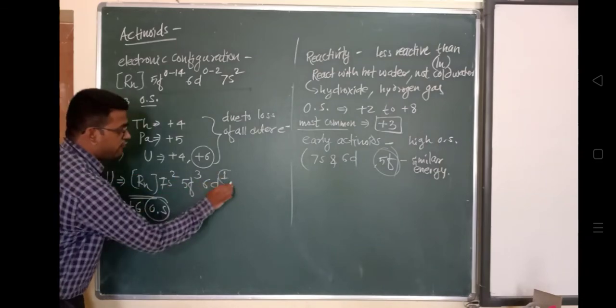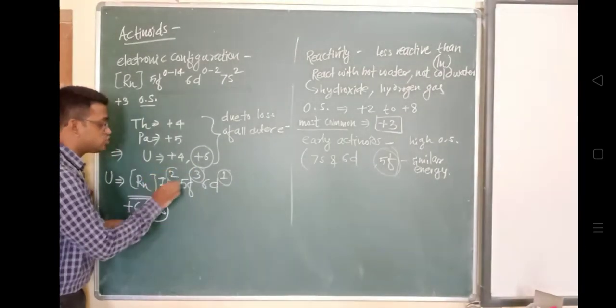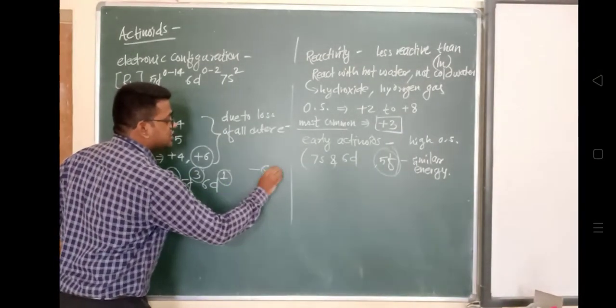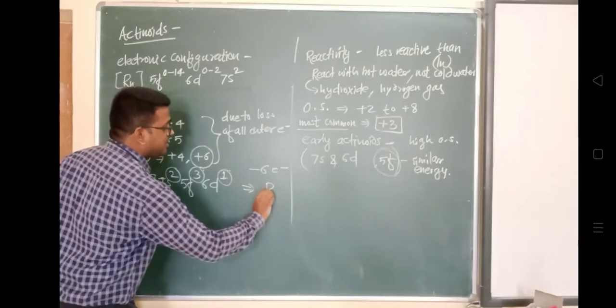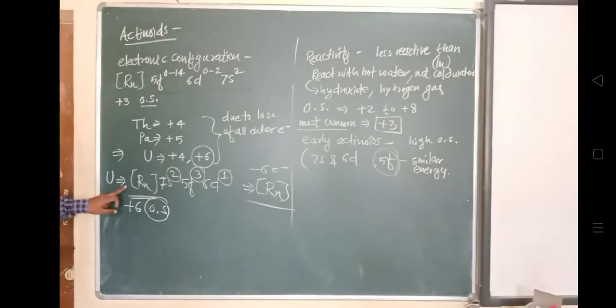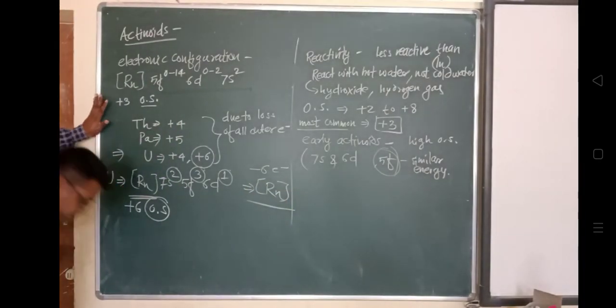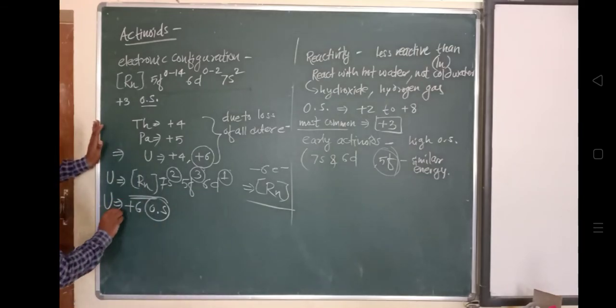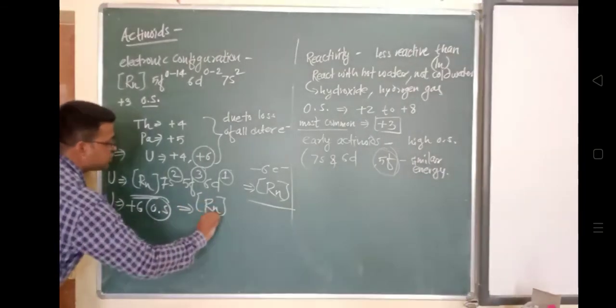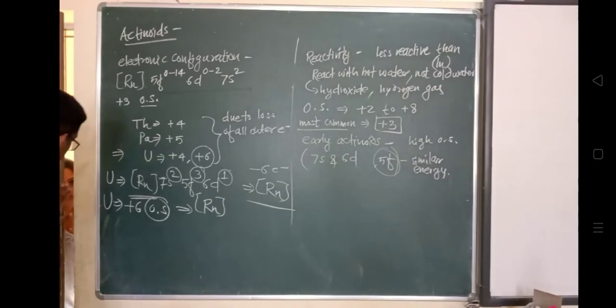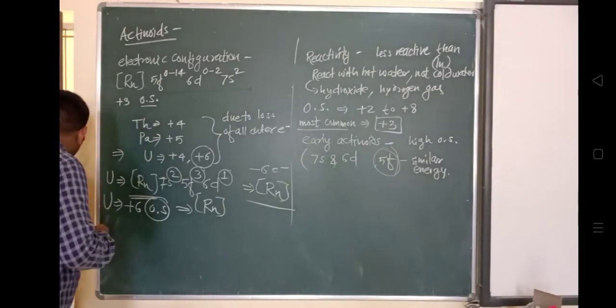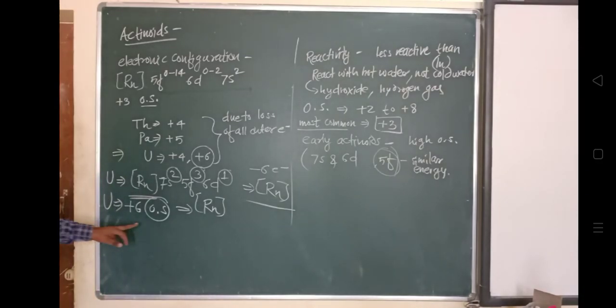It means there are 6 electrons. See, 1 plus 3 is 4, and plus 2 is 6. In this way, 6 electrons will get lost. It means it will have the configuration of radon. So uranium in the plus 6 oxidation state has the same electronic configuration as that of radon. So this is the electronic configuration.